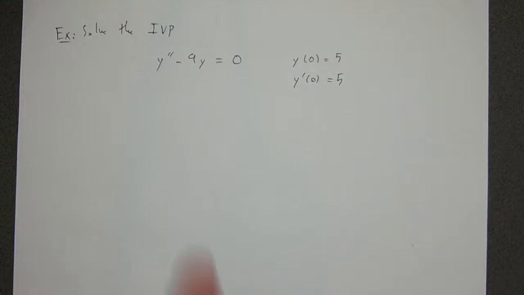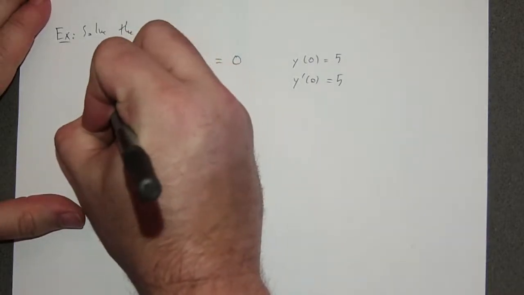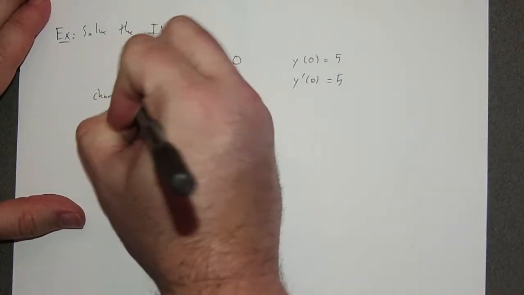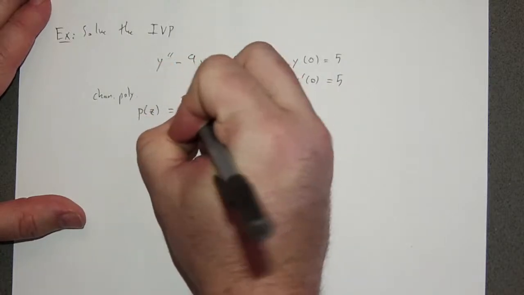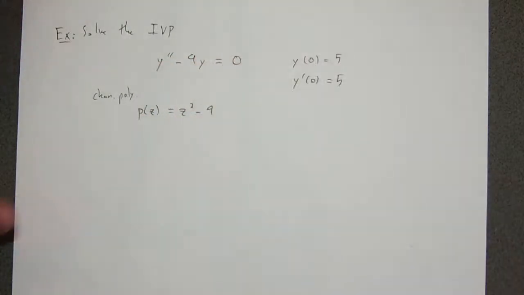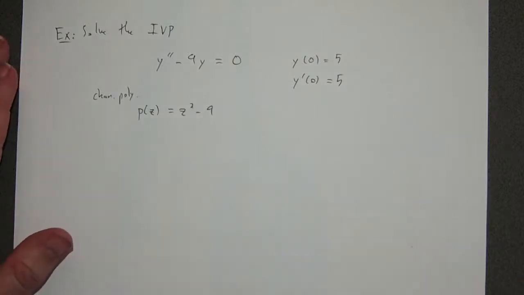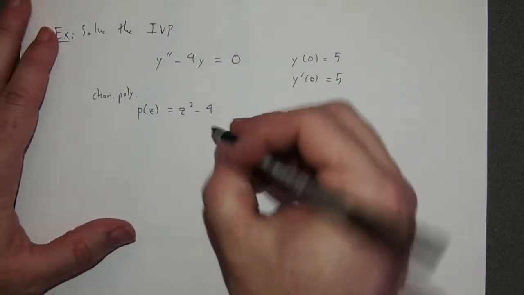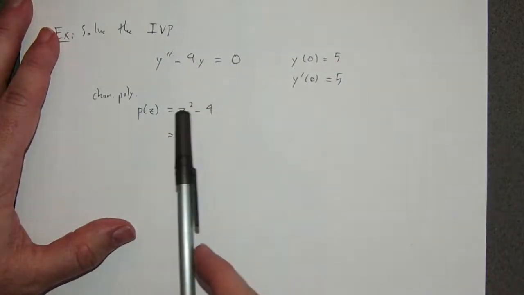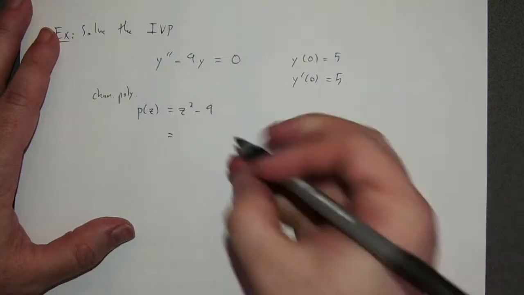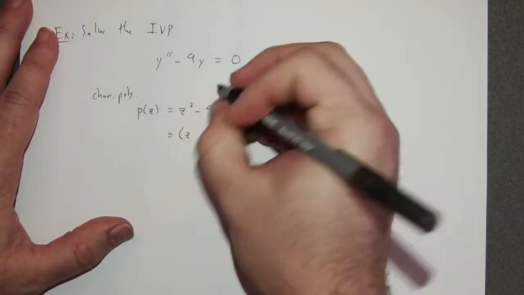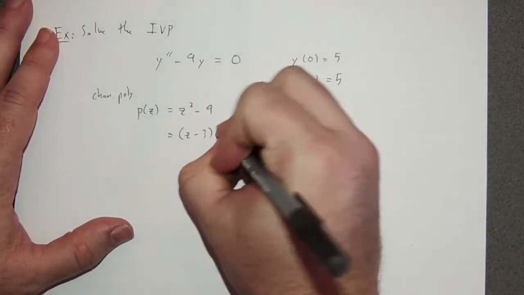Okay. So again, as always, my first step here, write out the characteristic polynomial. So p of z is equal to z squared minus 9. How does this factor? Well, you could either set this equal to 0, move 9 to the other side, and take the square root, so it's plus or minus 3. Or you can notice that this is a difference of squares, so this is (z minus 3)(z plus 3).